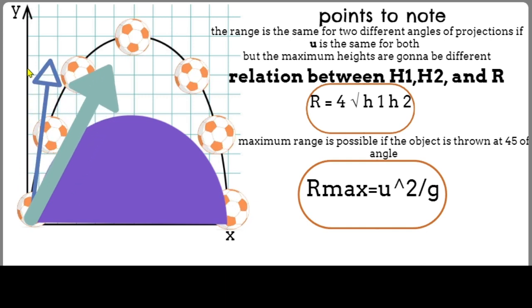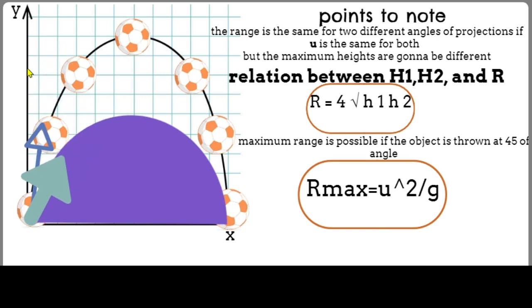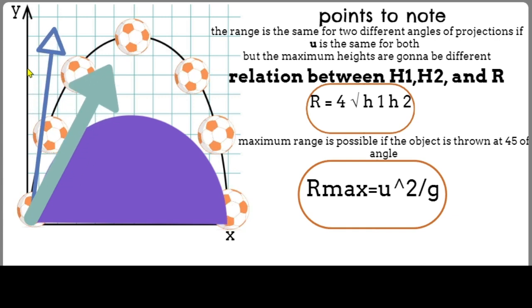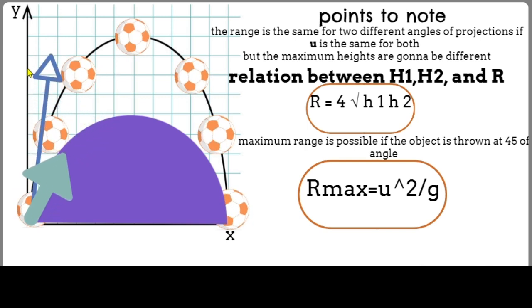But what's the relation between h1, h2, and r? Yeah, so r equals 4 under root h1 into h2, the height of the first projection and the height of the second projection.